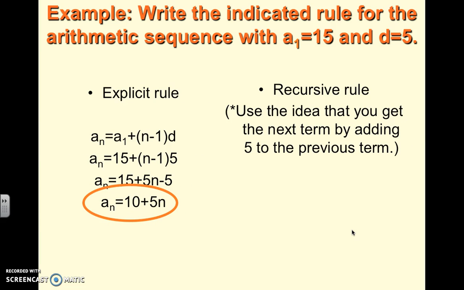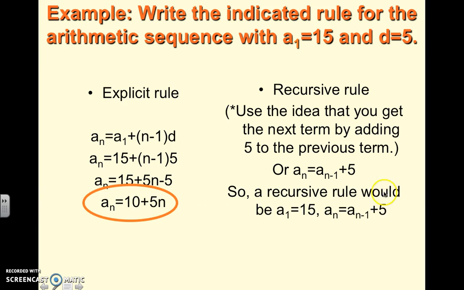For the recursive rule, the first term is necessary to the rule. So we need to figure out that the common difference of adding 5 is going to help us with our recursive formula. So any term, a sub n, is equal to the previous term, a sub n minus 1 plus 5. So notice that these two parts are always the same. You just put over here what you're adding or subtracting or even multiplying, which you'll see in a minute. Now the recursive rule has to start with a sub 1. So the recursive rule would be a sub 1 equals 15, comma, a sub n equals a sub n minus 1 plus 5. So the recursive rule requires the first term and the formula to get to the next term, whereas our explicit formula was all based on n and we didn't need more information than that.